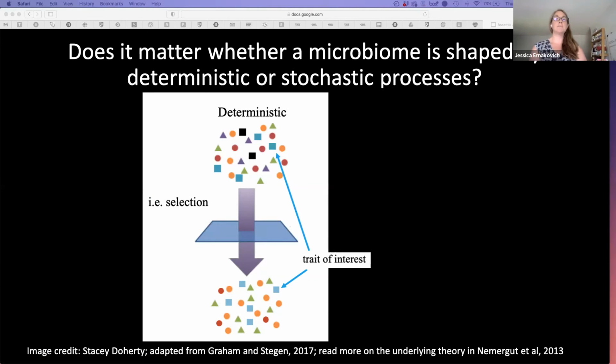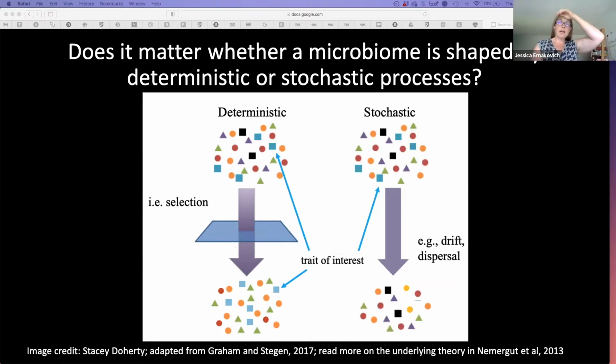So, first of all, does it matter whether a microbiome is shaped by deterministic or stochastic processes? I'm just showing you a little cartoony example of why it might. If this is selection by some environmental filter, we have a trait of interest that is making it through because it's being selected for in the community. Other members are being lost because of the selection.